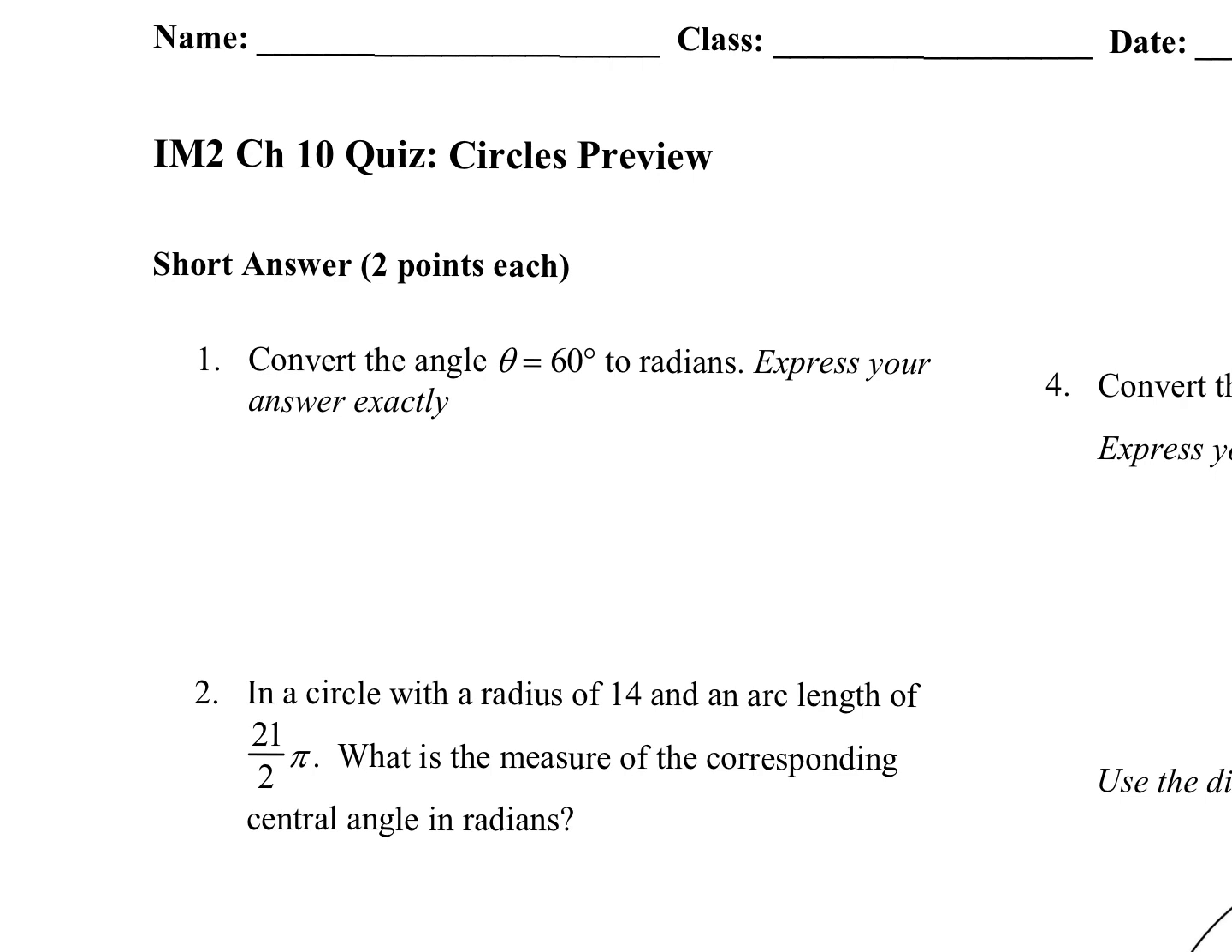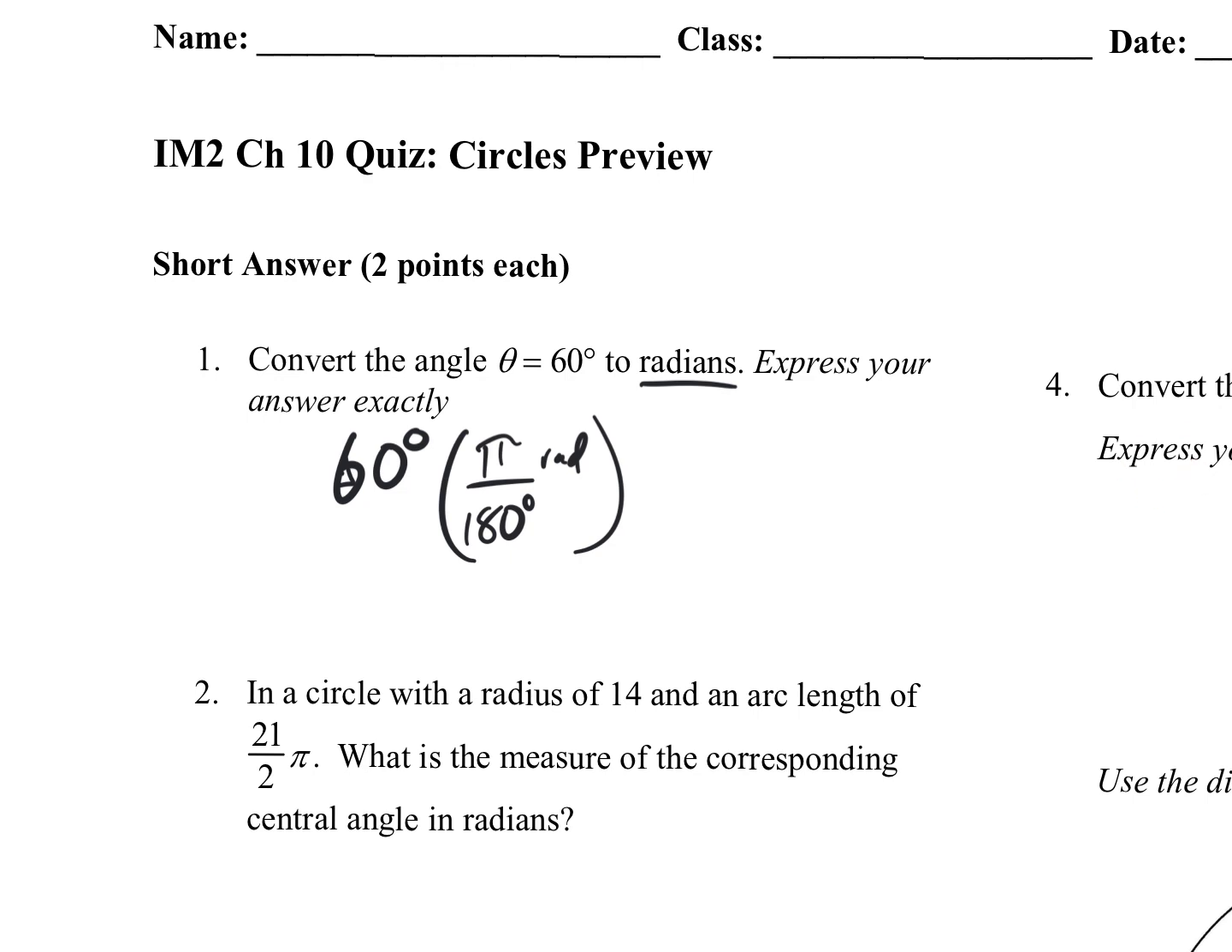So here we go. Question number 1, convert the angle 60 degrees to radians. So remember, whenever we're converting to radians, we just take our angle, 60 degrees, and multiply it by our conversion factor. If we want to go to radians, it's going to be pi radians over 180 degrees. If I was going to degrees, it would just be the reciprocal of that, which we're going to do over here in a little bit.